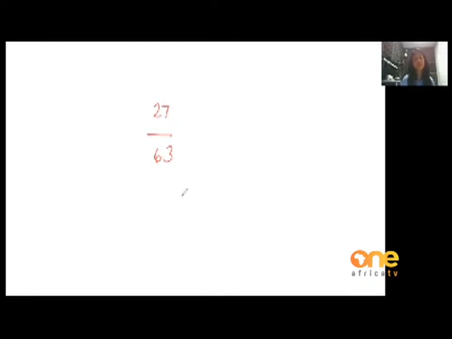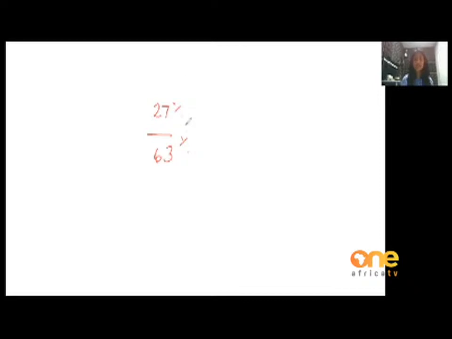Okay, to write a fraction in its simplest form, let's have a look at this fraction. If I write 27 over 63, everybody can see my 27 over 63. How will I be able to write this fraction in its simplest form? For me to be able to write 27 over 63 in its simplest form, I need to see what is the highest number I can divide my numerator and denominator by. Everybody agreed?